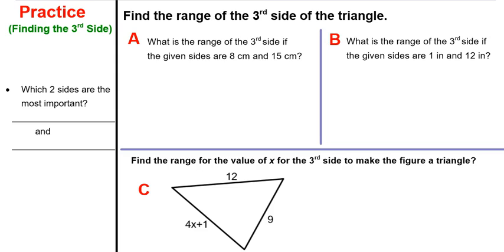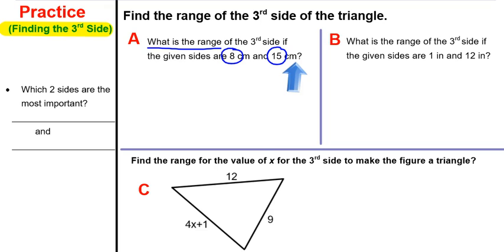All right. In these examples, we will be finding the third side that makes our problem true. So when we look at this problem right here, it says, find the range of the third side of the triangle. Remember, this is where we have to add and subtract our numbers to find that range. So it says, what is the range of the third side if the given sides are 8 and 15? So the two numbers we have in our problem are 8 and 15. We need to find the range of the third side.